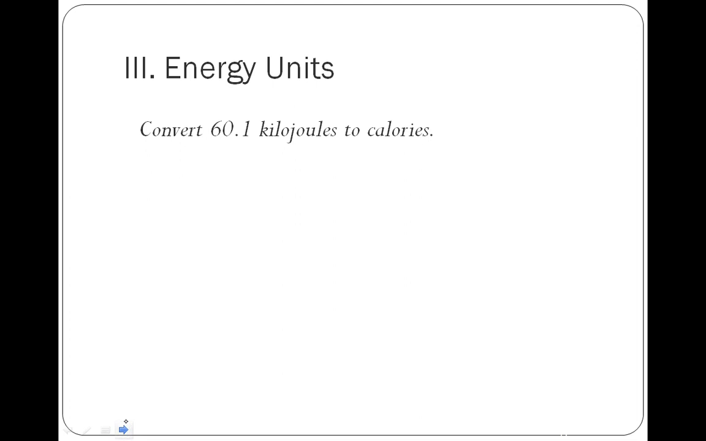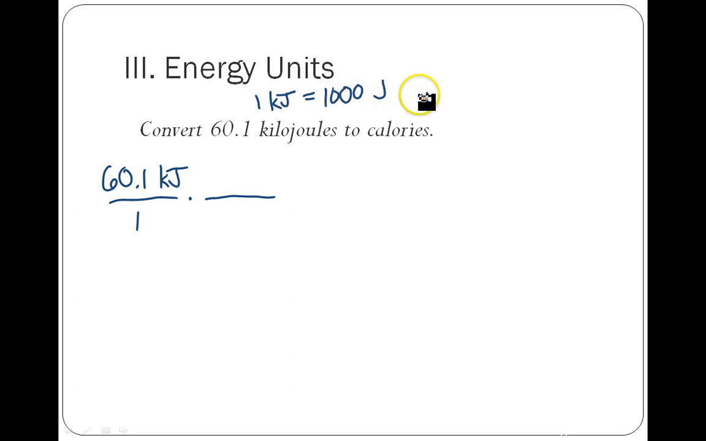So let's apply this. If we were going to convert 60.1 kilojoules to chemistry, little c calories, how could we use factor label to do that? Oh yeah, you thought we were done with that? It's back. Okay, so we need to remember our conversion factors. We know that 1 kilojoule is 1,000 joules, and 4.18 joules is 1 calorie. So we can use those two conversion factors to convert kilojoules to joules and then joules to calories.